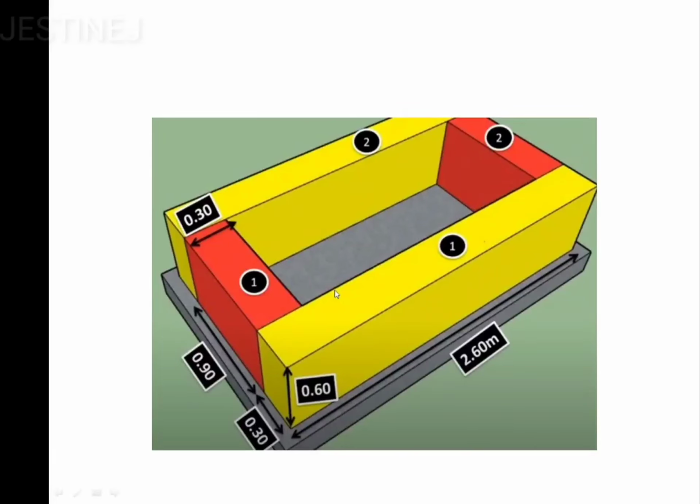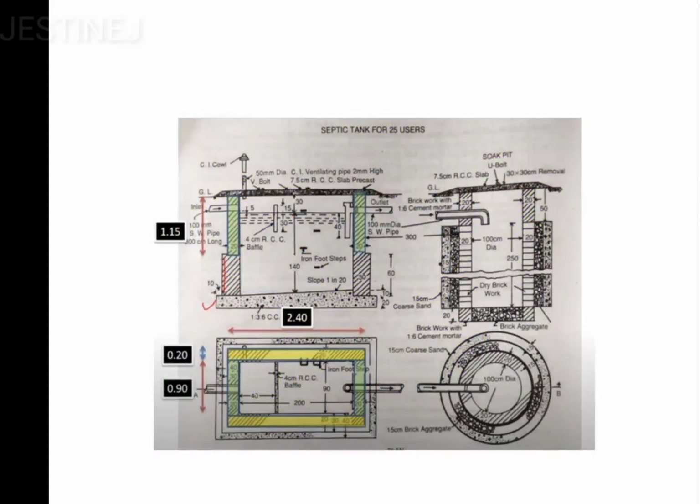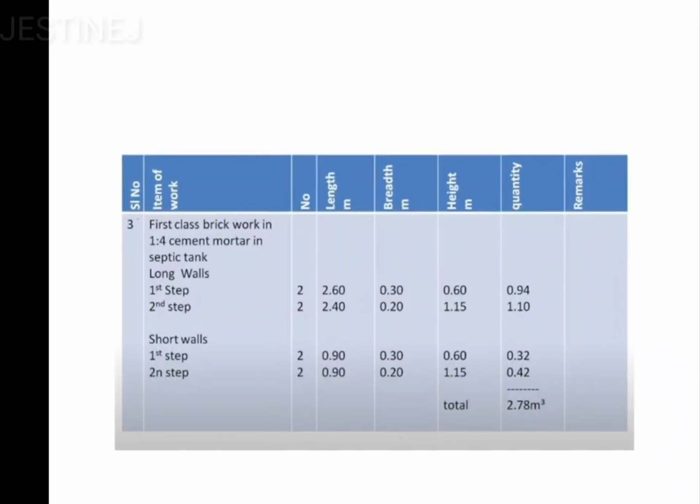This is the 3-dimensional representation, which will give more clarity regarding those values. So if you observe here, first of all, for the long walls, the first step you have to check is the total numbers, which is going to be 2, the length is going to be 2.6, then the breadth is going to be 0.3, and the height is going to be 0.6. If you multiply, you will get this value.